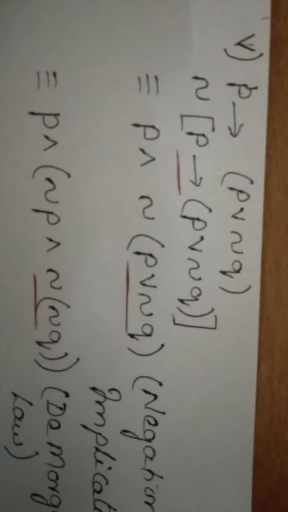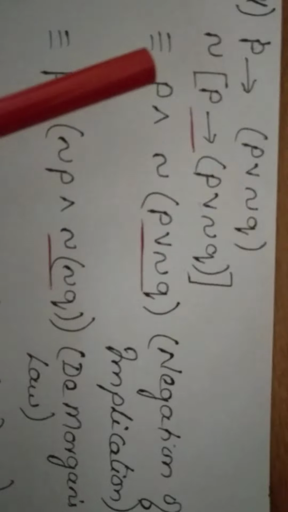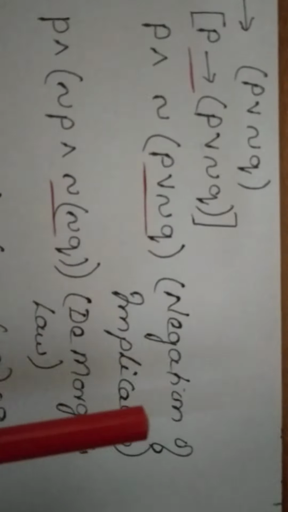The next sum, the fifth sum, the question is, if P then P or not Q. Again when we form the negation, we find that outside the bracket the connective used is implication. We have already seen how to find the negation of an implication. Thus we find the negation of if P then P or not Q, and we get P and negation of P or not Q. Reason given here is simply negation of implication.